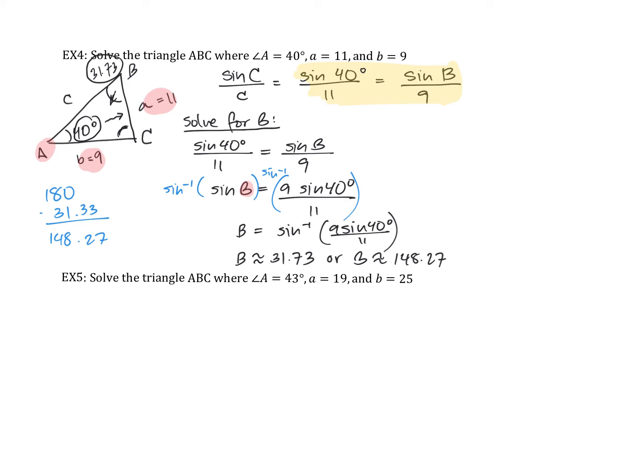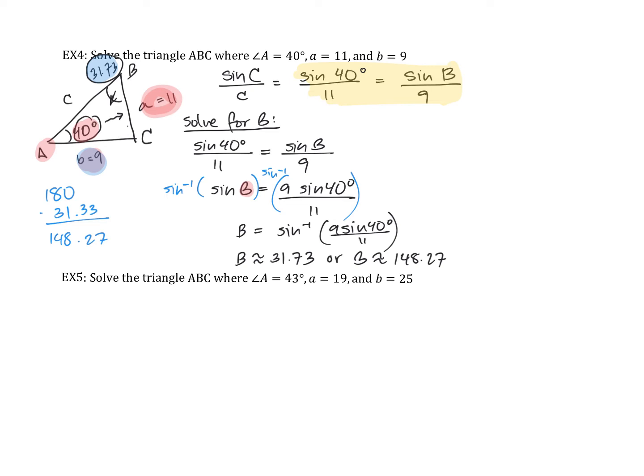Next thing is to compare the angles with the sides that we have. So let's see, angle A is 40 degrees, and angle B would be 31.73, and their corresponding sides, do they make sense? Well, since B is smaller than 40 degrees, it should have the smaller side, and that is what happens here. B corresponds with side 9, and 40 degrees corresponds with the larger side, 11. Okay, so 31.73 does check out.